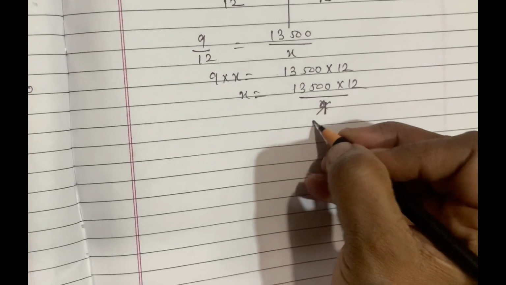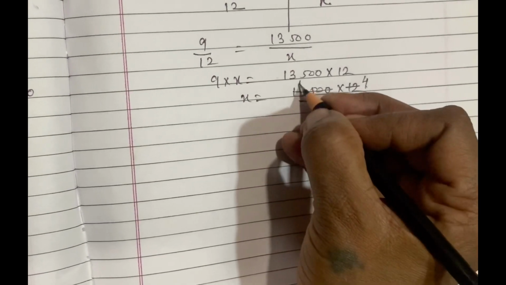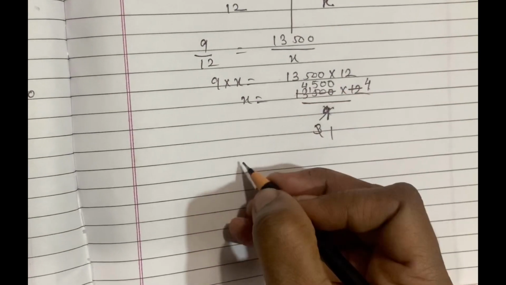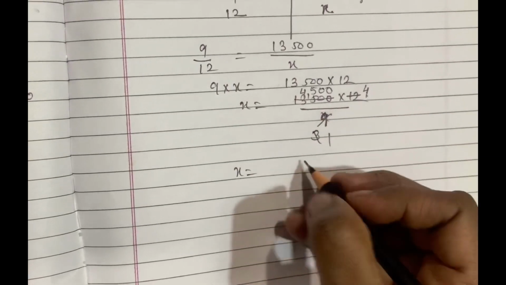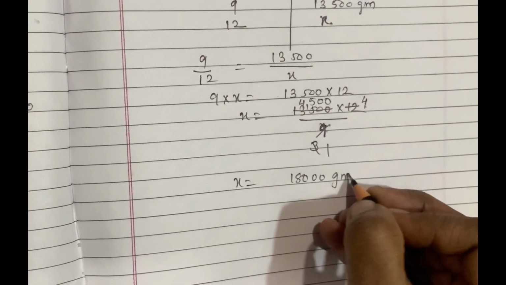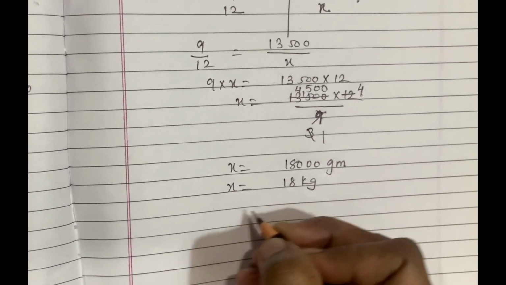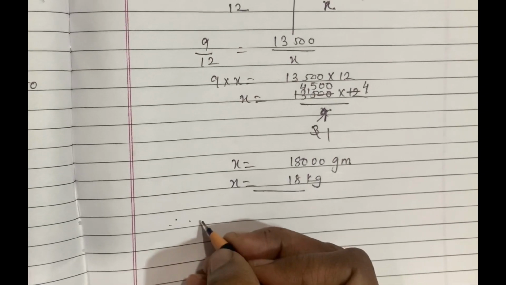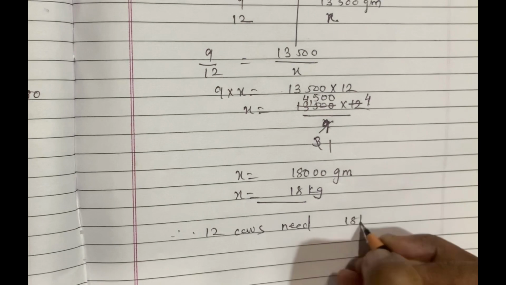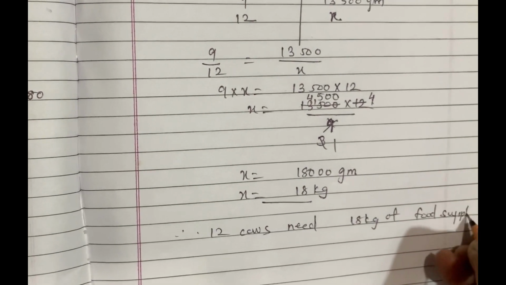9, 3 3s are 9, 3 4s are 12. 3 1s are 3, 3 4s are 12, 1, so 5, 2, 0. Now X equal to 45 into 4 is 180, put 2 0, that many grams. That is X equal to 18 kg. So 12 cows need 18 kg of food supplement.